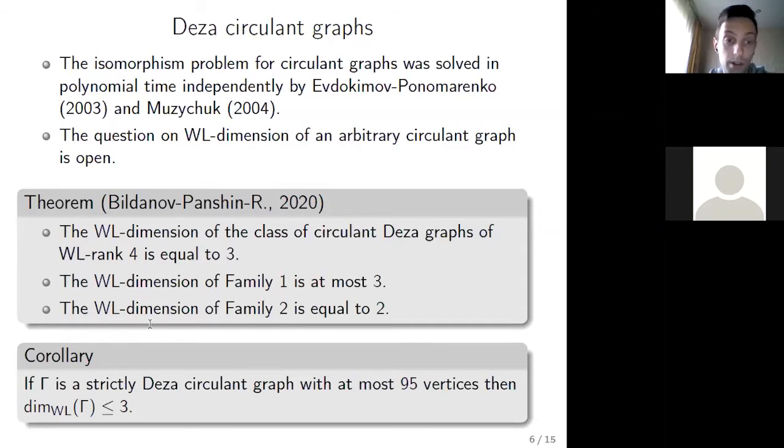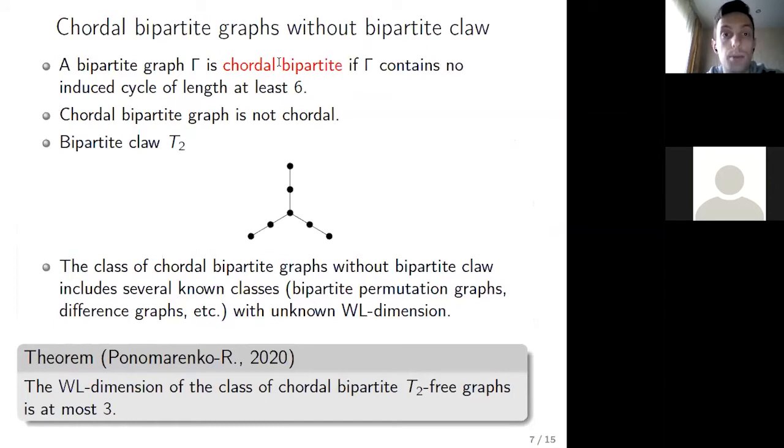And as a corollary, we obtain the following statement. If gamma is a strictly desired circulant graph with at most 95 vertices, then its Weyl dimension is at most 3. And maybe it is interesting to ask here whether there exist desired circulant graphs whose Weyl dimension is greater than 3. For example, circulant desired graphs of Weyl dimension 4 or something like that. So let's move to the next part.